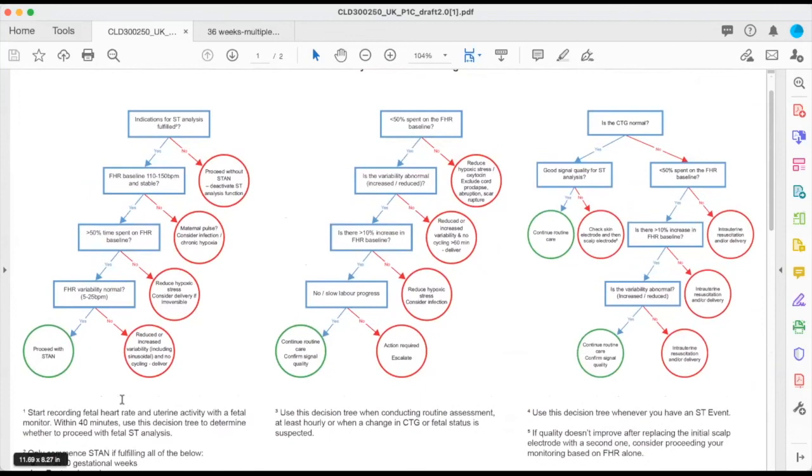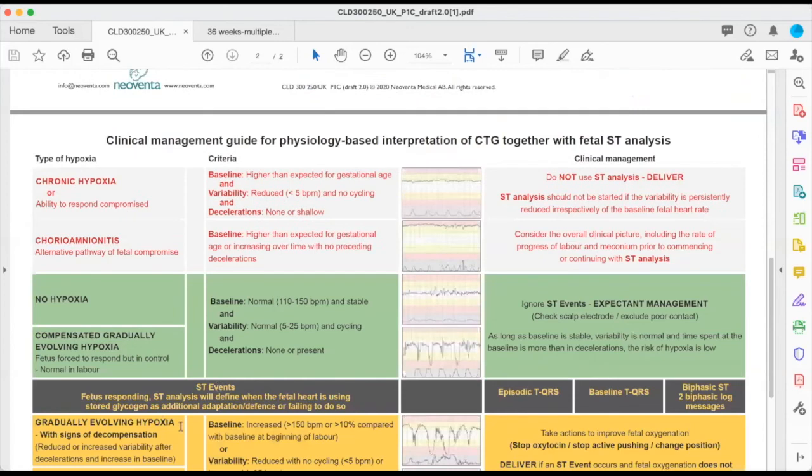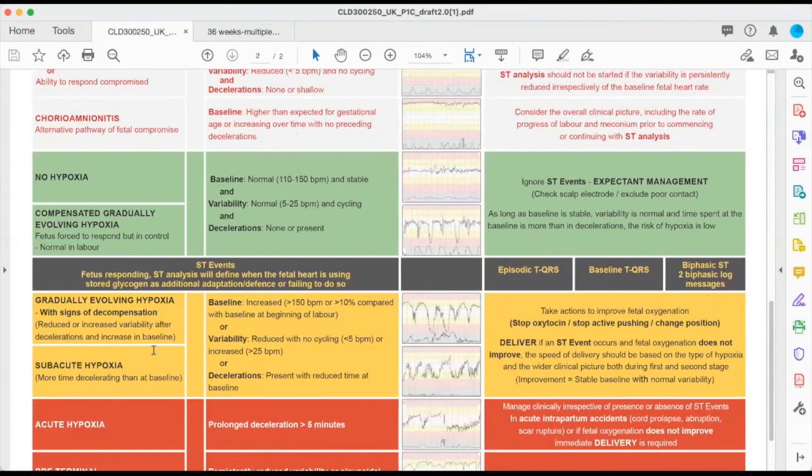I've gone through my initial physiology assessment, and I've seen that it's not a chronic hypoxia, not a chorioamnionitis, not an acute hypoxia thing, okay? And I need to now start thinking about where I am to start STAN. Can I start STAN on this baby?